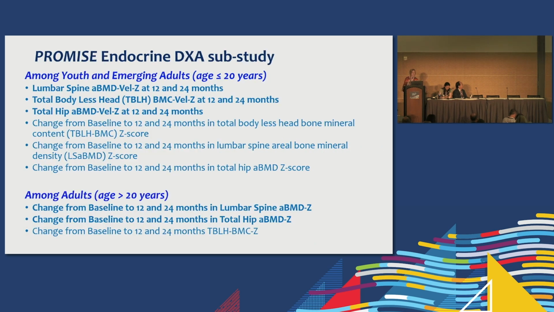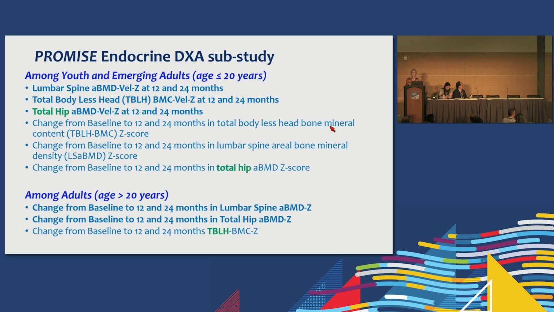So what was the PROMISE endocrine sub-study? It's ongoing. For the endocrine sub-study, we had a number of goals. Our main goals were to look at lumbar spine, total body, and total hip velocity Z-scores. And I want to acknowledge that we are measuring hip, even though hip has not generally been recommended in the setting of CF as a screening measure. We're also looking at Z-scores.